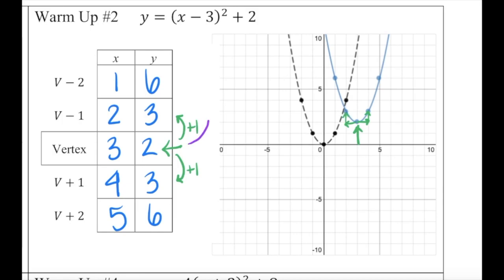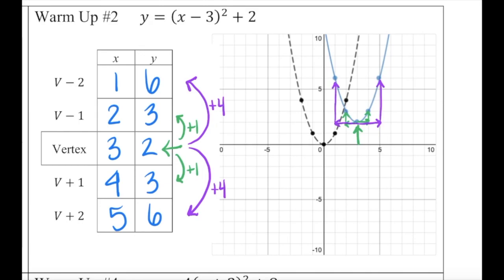As I move 2 away from the vertex, my change is 4. 2 plus 4 is 6. And in the graph, we can see that as well. 2 away, up 4. 2 away, up 4.